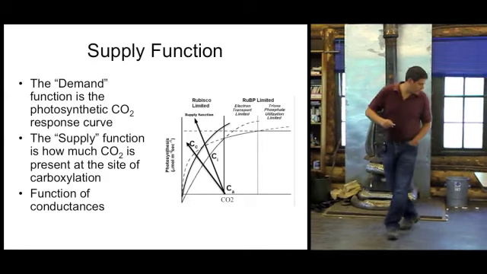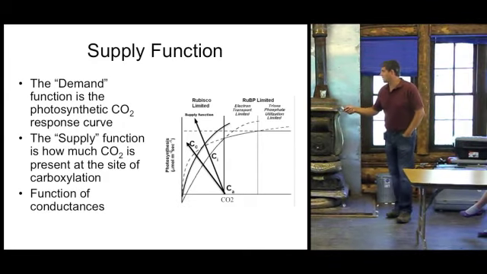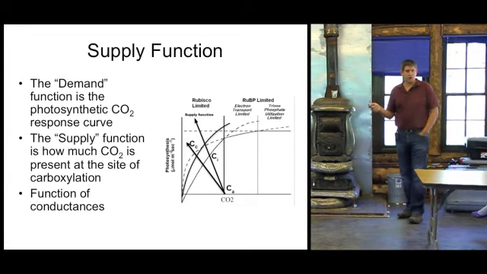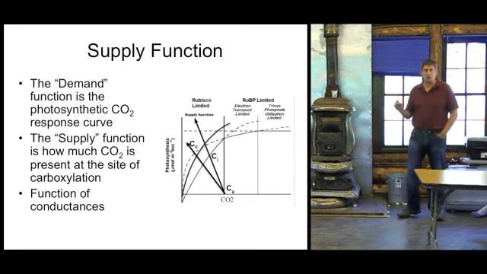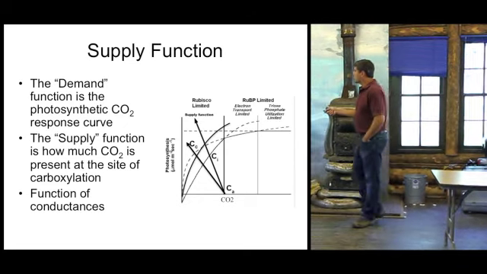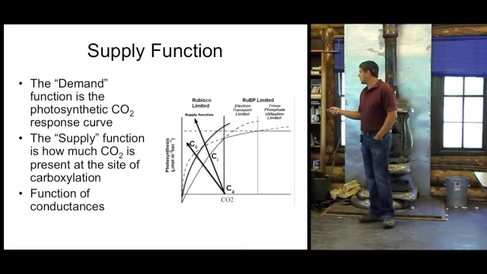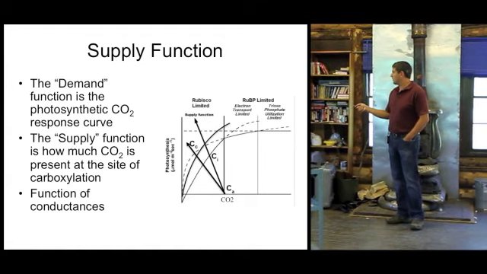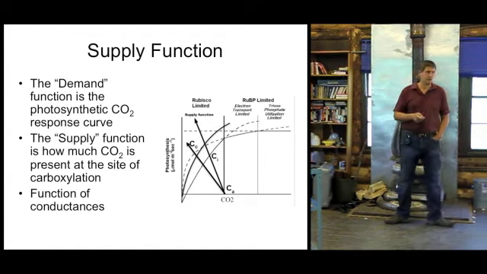In order to do that, what the Farquhar model does is it provides the demand function. Right? So that's the demand for carbon dioxide. That's basically your photosynthesis model. It's these black lines here. Right? The supply function is how much CO2 is present, and the supply function is going to be related to the barriers of diffusion for CO2 to make its way from the atmosphere into the leaf or into the chloroplast.